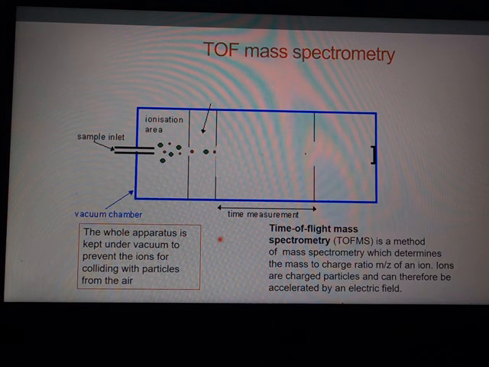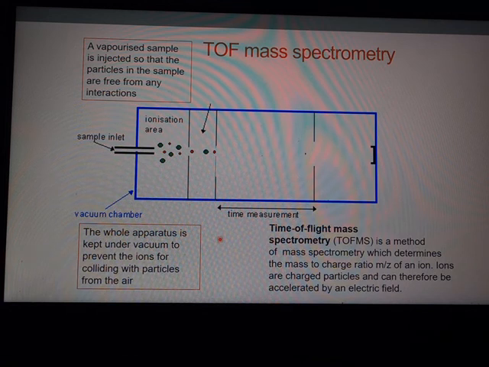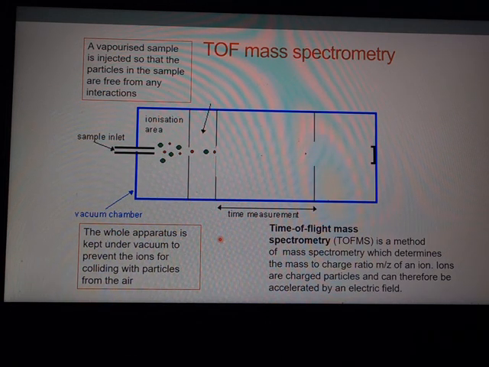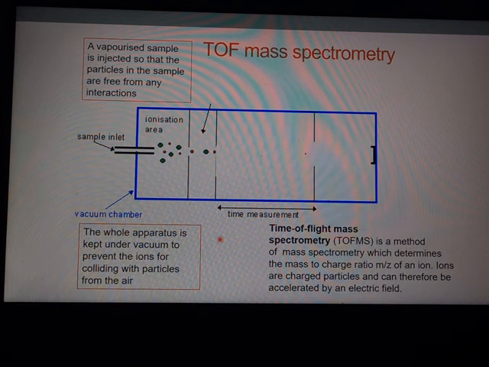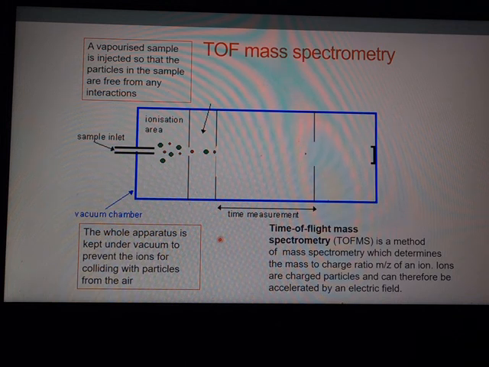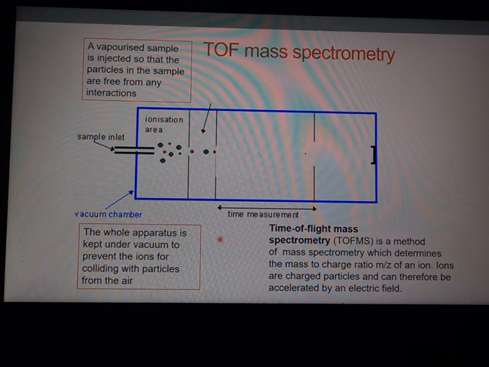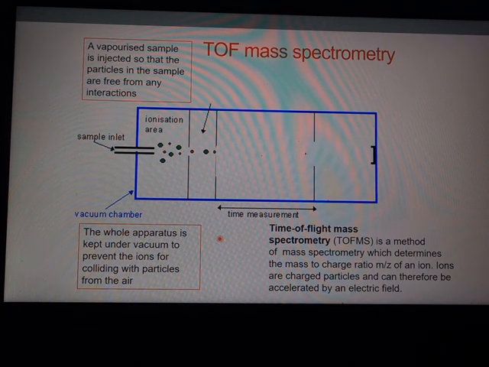Initially, before the ionization happens, we need to have a vaporized sample. So the sample needs to have been turned into a gas, and that's to prevent any interaction between the particles. So all the particles, all the molecules, or the atoms if we are measuring isotopes, are free from each other, so they are free from any interactions. Then ionization can take place.